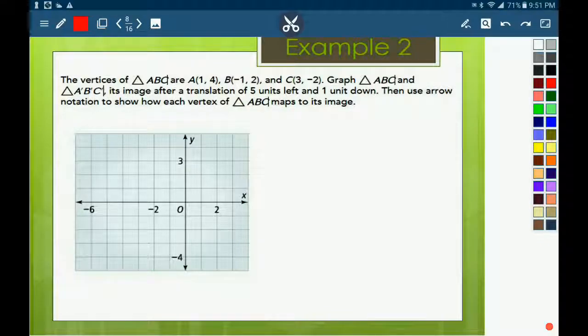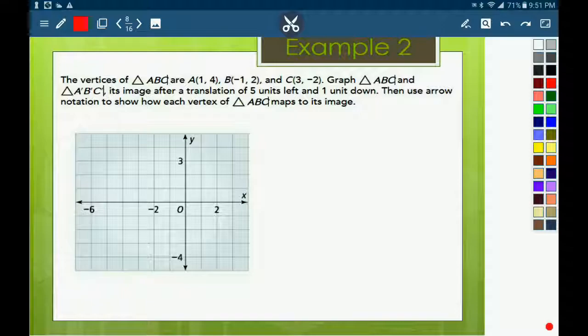It says the vertices of triangle ABC are (1, 4), (-1, 2), and (3, -2). We're going to graph ABC and its image A prime, B prime, C prime after a translation 5 units left and 1 unit down. Then we're going to use arrow notation to show how each vertex of triangle ABC maps to its image. So first, we need to get plotting the original points.